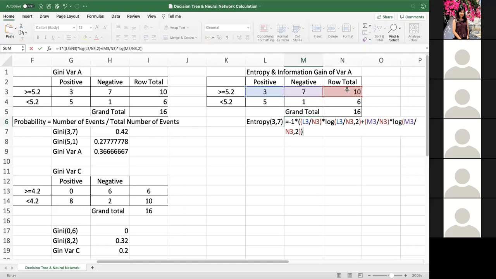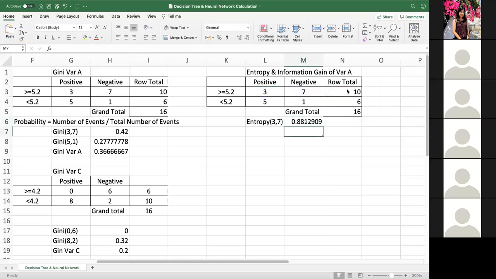So this is the formula for entropy. Entropy is minus sigma probability into log base 2 of probability. So it is equal to -1 into open two brackets 3 divided by 10 into log open bracket 3 divided by 10 comma 2 close bracket plus 7 divided by 10 into log open bracket 7 divided by 10 comma 2 close two brackets. So the entropy is 0.88.